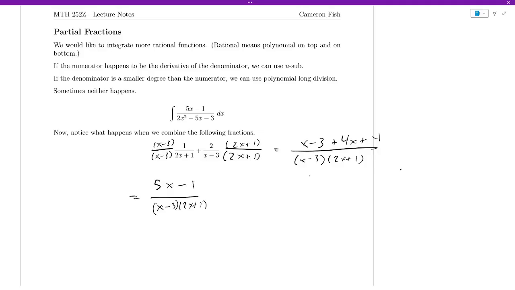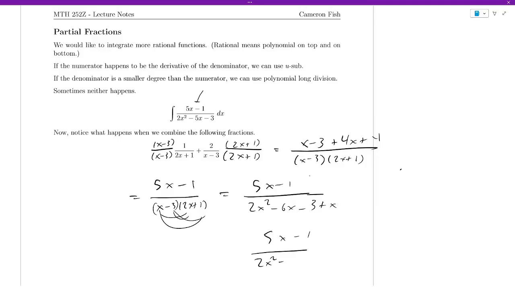Okay, so now this 5x minus 1 thing looks familiar. It looks like this guy. Let's multiply out the bottom. So we get 5x minus 1 on the top, and on the bottom, I multiply x times 2x, which is 2x squared, minus 6x minus 3, and then plus 1 more x, right? So in the end, we get our familiar looking 2x squared minus 5x plus 3.